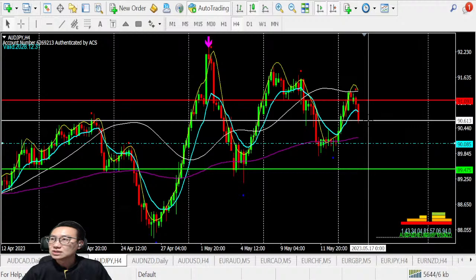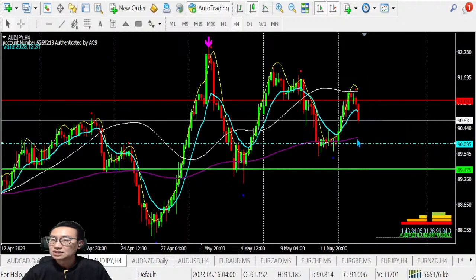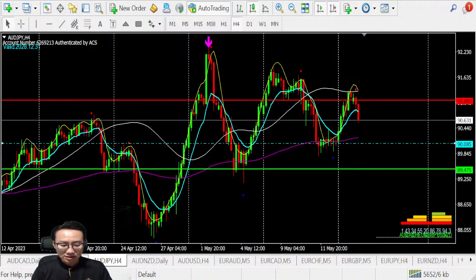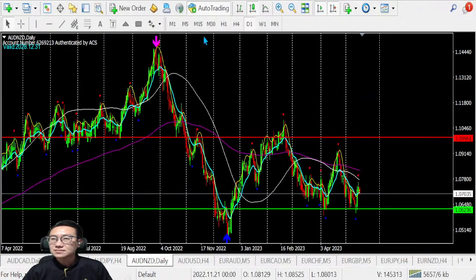So by looking into this area here, about another 40 pips. Okay, so Aussie Yen is also another one that we can take note to sell. Okay, Aussie Kiwi. Let's take a look at Aussie Kiwi. So Aussie Kiwi, yes, we are also in the selling mode.